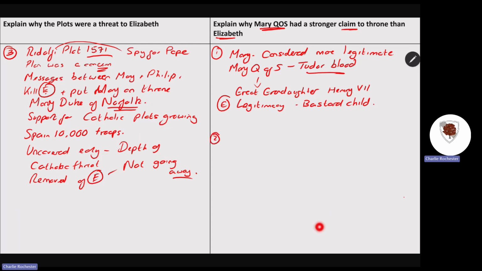The second reason why Mary, Queen of Scots, had a stronger claim is all down to religion. This is a very easy argument here, but you can argue that Mary had lots of support from the key countries, your Spains, your Frances, your Scotlands. All of those would have significantly supported Mary, and not forgetting that Elizabeth was a Protestant.